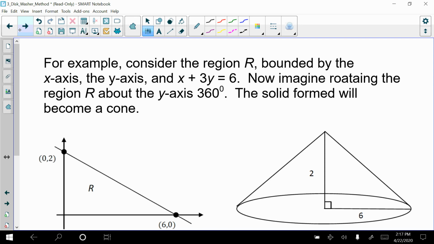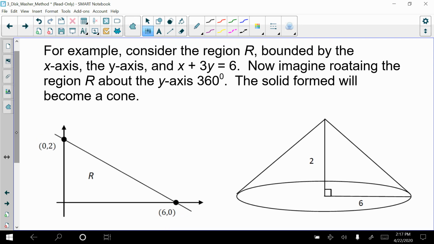So here we happen to have that exact same analogy, where we're given the boundaries. R is going to be the region that's bounded between some lines. In this case, we have the x-axis, the y-axis, and a standard form function of x plus 3y is equal to 6. And we're going to rotate that around the y-axis 360 degrees. So we're going to spin it around the y-axis like that, and we're going to wind up with a cone-looking shape like what we see on the right.